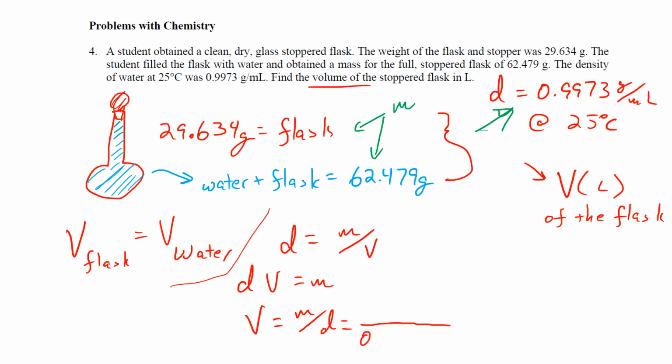All right, it's kind of simple if I think of just the density, right? It's 0.9973 grams per ml. But what about the mass? Well, I have two masses. I have the flask and the water plus the flask. Well, notice that the density is for the water itself. So the mass I care about is the difference between these two things.